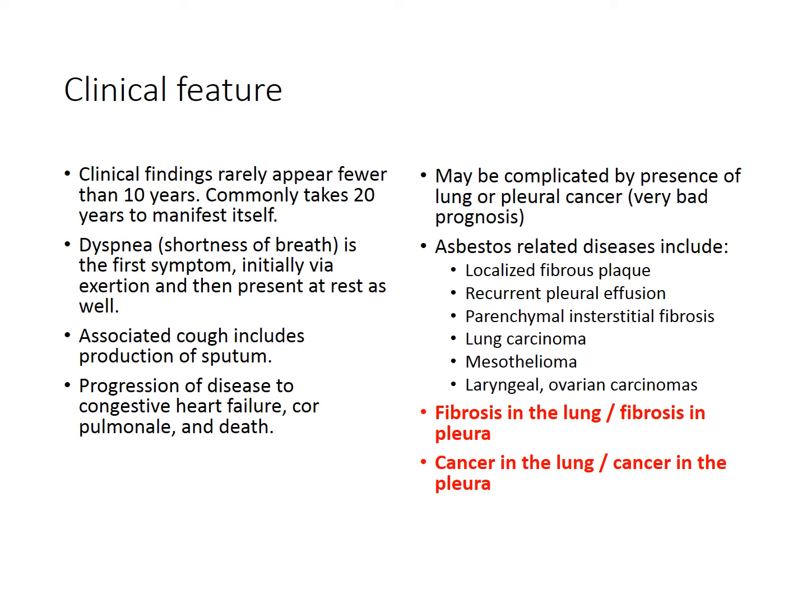Clinical findings commonly take 20 years to manifest. Dyspnea is the first symptom, associated with cough and production of sputum. The disease can progress to congestive heart failure, cor pulmonale, and ultimately death. It may be complicated by the presence of lung or pleural cancer. Remember, fibrosis in the lung, fibrosis in the pleura, cancer in the lung, cancer in the pleura.